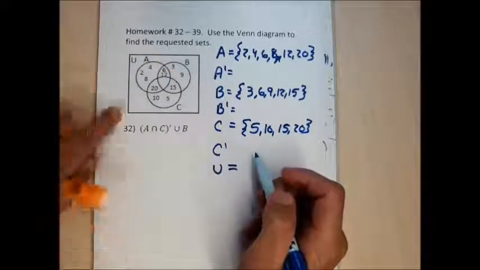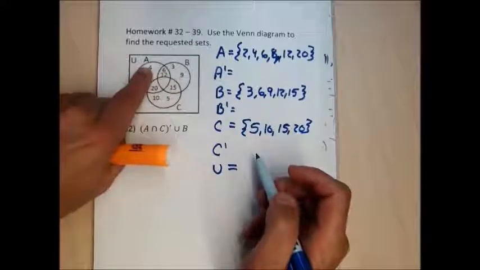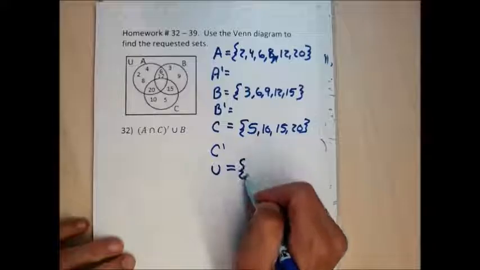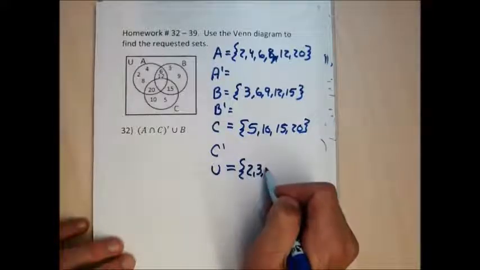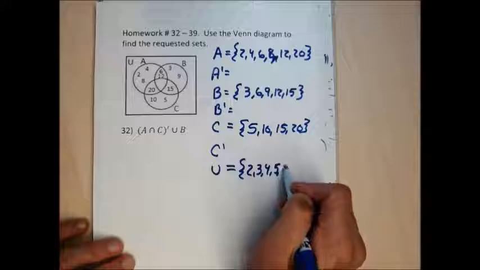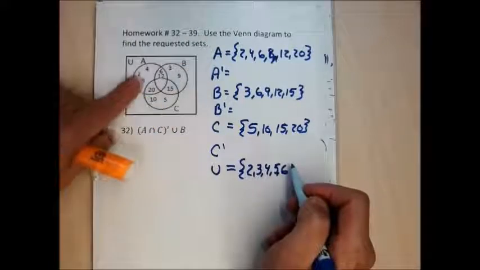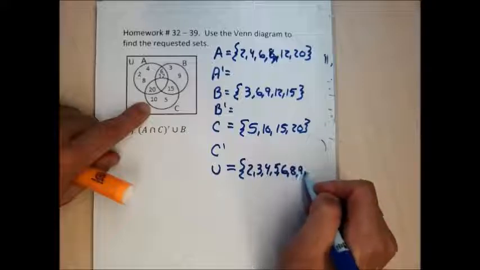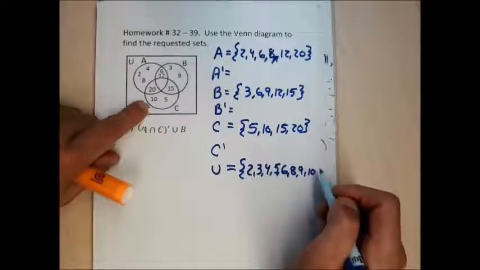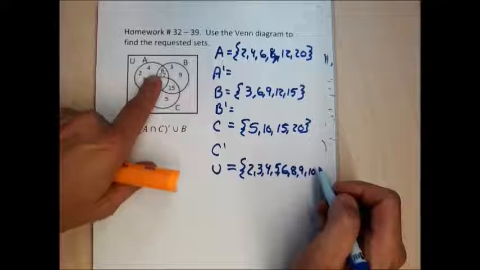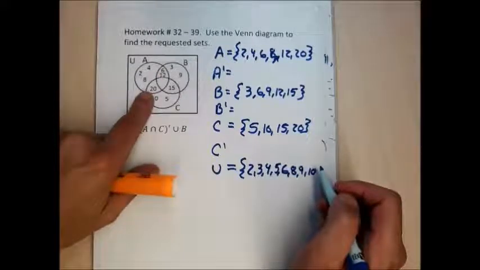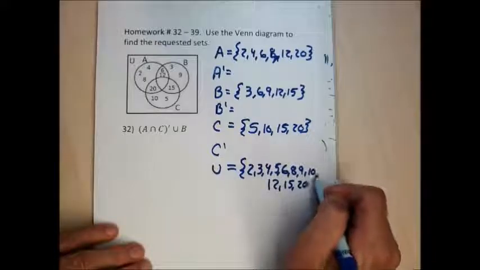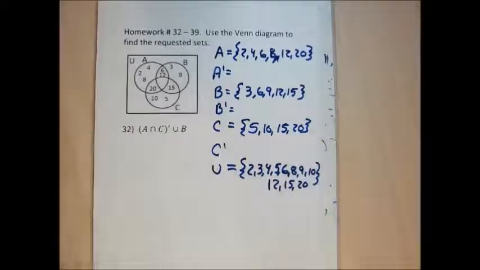The universal set's going to be 2, 3, 4, 5, 6. Then I'm missing the 7. Let me start writing this down. It's 2, 3, 4, 5, 6. Misses the 7, has an 8, 9, and 10. And the next number after 10 that I see is 12, 15, and 20. So that's the universal set.